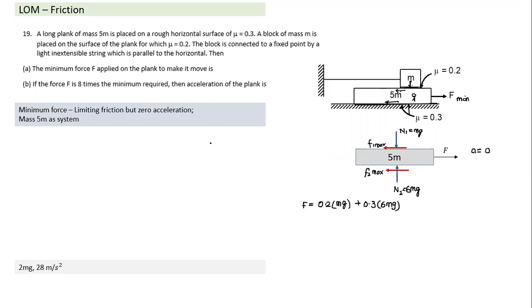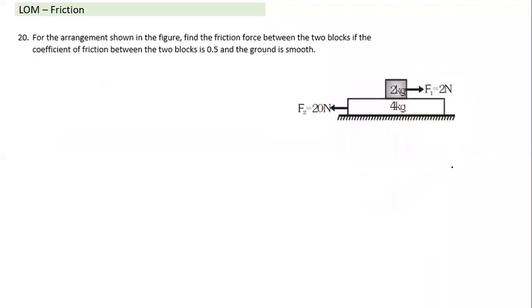And the next part of the question asked what happens if the force is made 8 times. This is the minimum force which is required to make it move, or the maximum force at which there is still no slipping. So if you make it 8 times, fairly simple, the friction force will be the same value. If the force increases, we can easily calculate the acceleration.